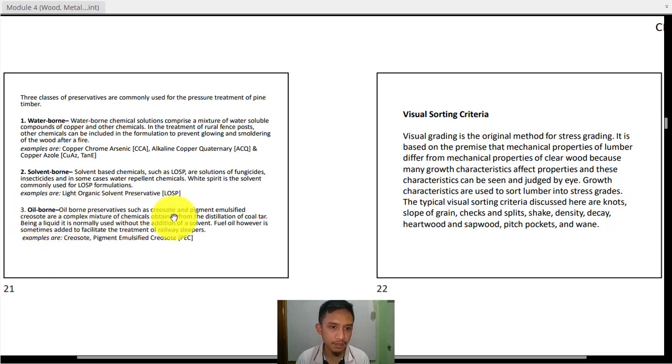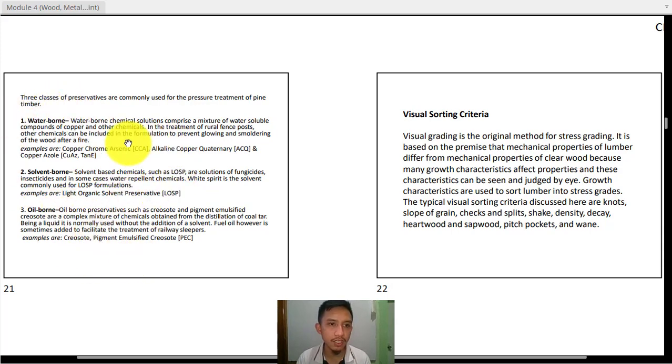Oil-borne preservatives such as creosote and pigment emulsified creosote are a complex mixture of chemicals obtained from the distillation of coal tar. Being a liquid, it is normally used without addition of solvent. Fuel oil, however, is sometimes added to facilitate the treatment of railway sleepers. So these are your examples, creosote and pigment emulsified creosote. Those are just the treatments.